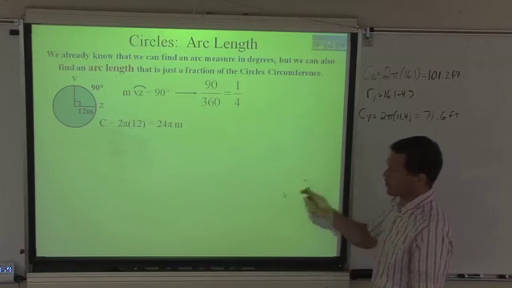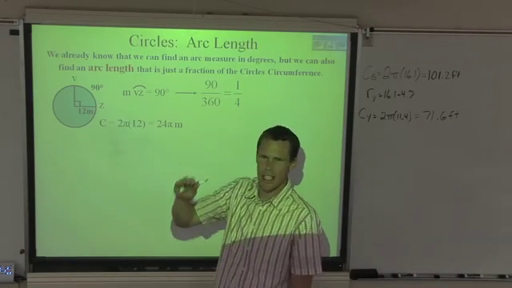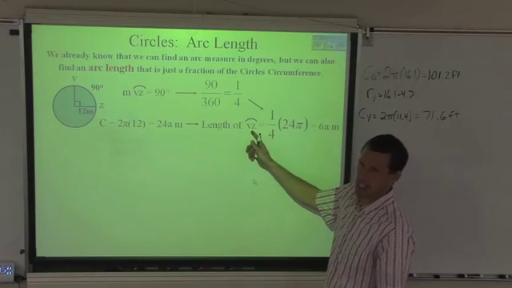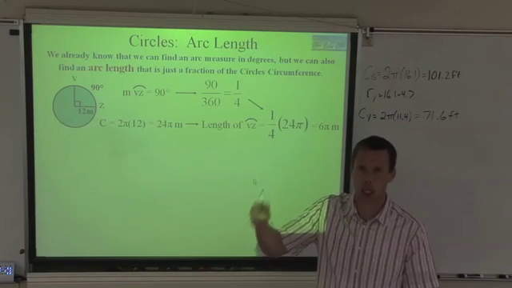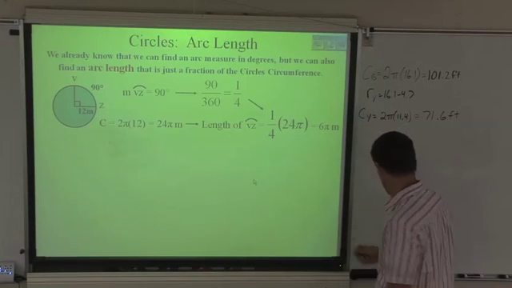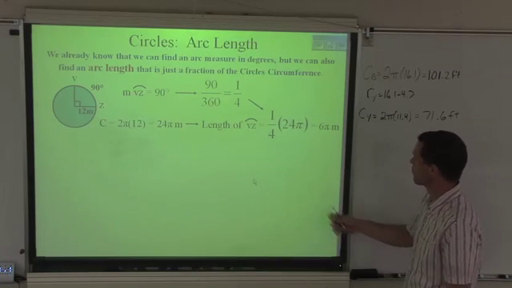So the circumference is 2 times pi times radius, so that's 24 pi. We'll leave it like that. And the arc length from B to Z, not the arc measure, the arc length, is 1/4 of 24 pi. So 1/4 of 24 is 6 pi.